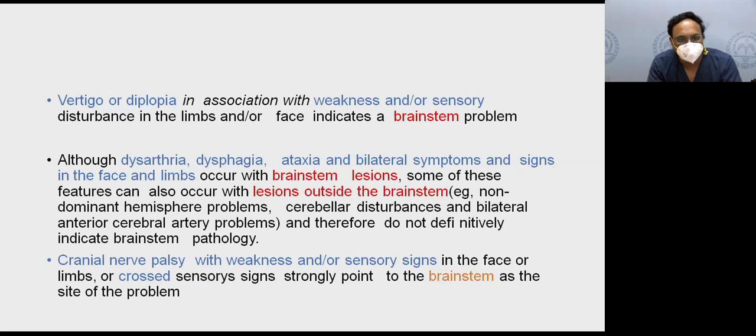Like cerebellar disturbances and bilateral anterior artery symptoms. These symptoms can occur, so we cannot say definitely that it is a brainstem pathology with these symptoms. But cranial nerve palsy with weakness and sensory signs in the face or limbs, or crossed sensory signs, strongly points to the brainstem as the site of the problem.